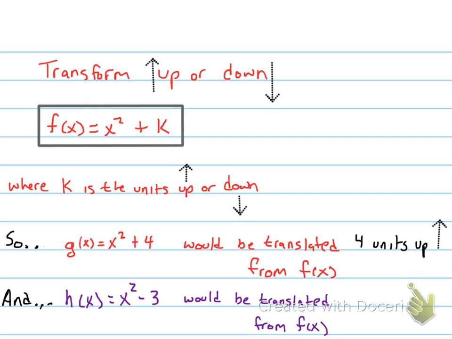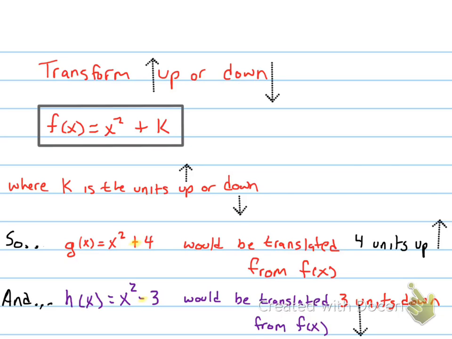So h of x, let's look at this, equals x squared minus 3. This would be translated 3 units down. So this is going to go down from f of x, okay? So 3 units down because of the negative sign. And it has to do with these signs. Plus, minus. They go the same direction as those signs.